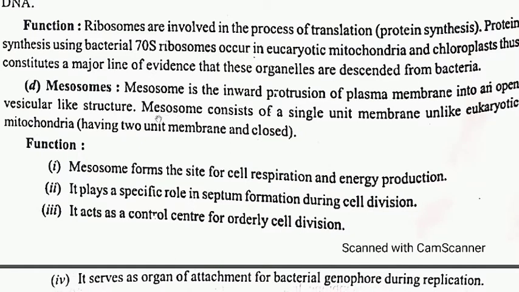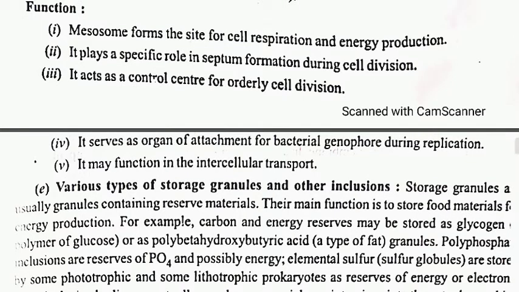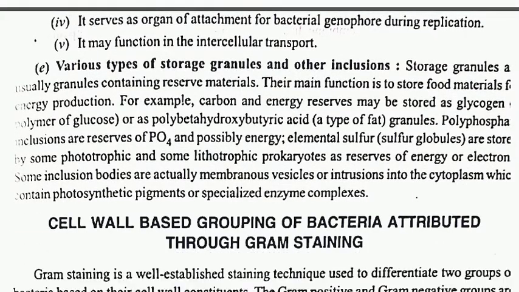Now coming to mesosomes. What is a mesosome? It is an inward protrusion of the plasma membrane. Okay, it is just like an open vesicular-like structure, consisting of a single unit membrane, unlike eukaryotic mitochondria. What is the function? It forms the site for cell respiration and energy production, and plays a specific role in septum formation during cell division. Okay. Then it also acts as a control center for orderly cell division. It serves as an organ of attachment. It functions in intercellular transport. So these are the different functions.